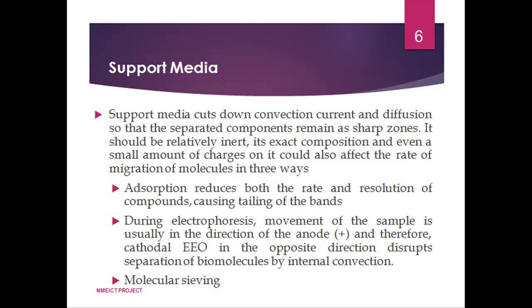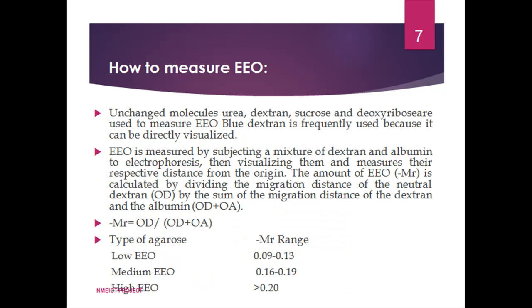How to measure EO, that is, electroendoosmosis? Uncharged molecules such as urea, dextrin, sucrose and deoxyribose are used to measure EO. Blue dextrin is frequently used because it can be directly visualized. EO is measured by subjecting a mixture of dextrin and albumin to electrophoresis, then visualizing them and measuring their relative distance from the origin. The amount of EO is calculated by dividing the migration distance of neutral dextrin by the sum of the migration distances of dextrin and albumin.